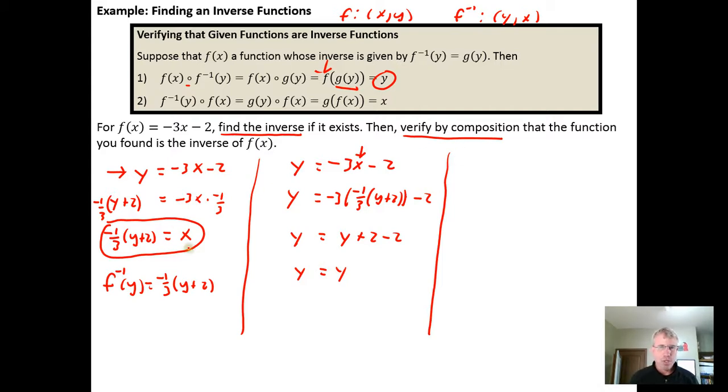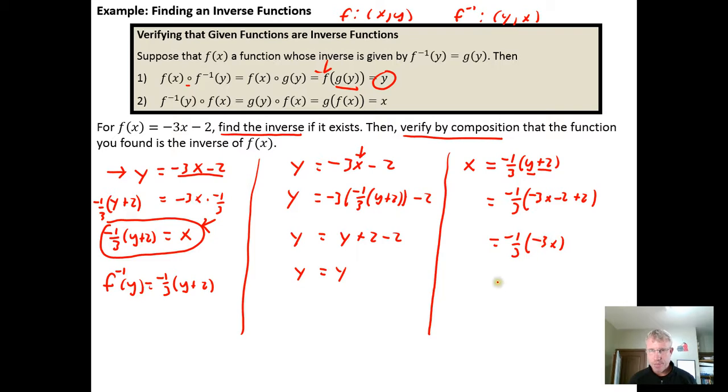And so if we do the composition in the other direction, that means we start with x equals. Our inverse function is x equals negative 1/3 y plus 2. And then we need to go into here and say, well, what is y? Well, y is negative 3x minus 2. So I can replace the y with negative 3x minus 2. And I still have the plus 2 sitting there. Equals negative 1/3 times minus 2 plus 2 is 0. So I'm left with negative 3x plus 0 is just negative 3x. And negative 1/3 times negative 3 is 1, and 1 times x is just x. I get x equals x.